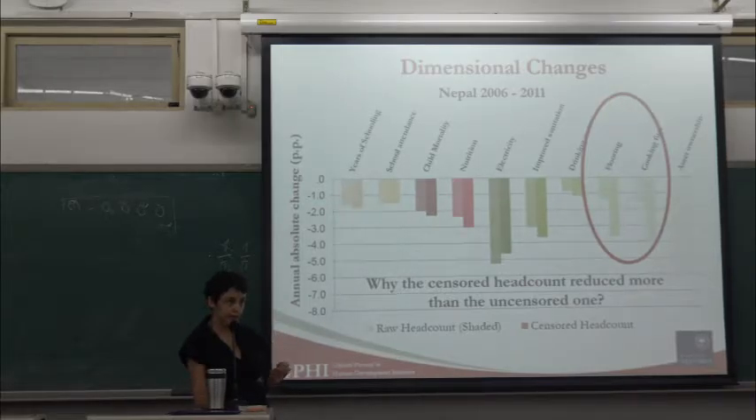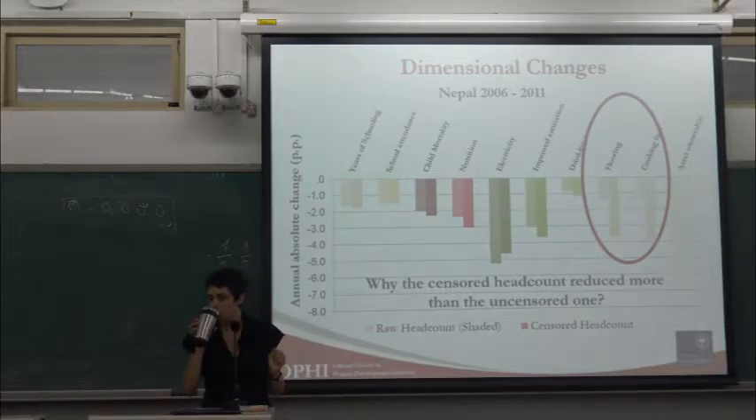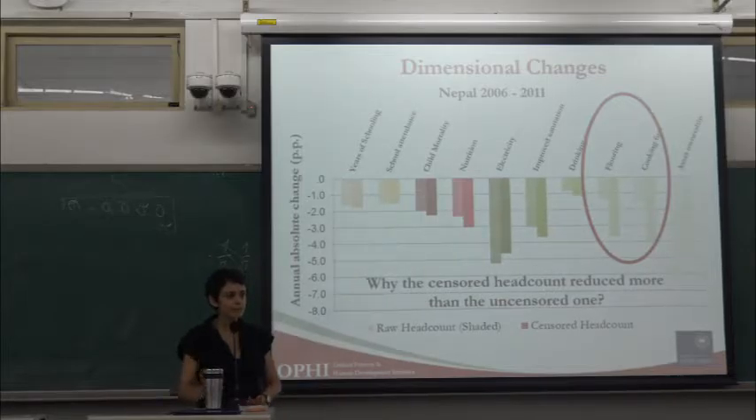So in flooring, we saw that the censored head count reduced a lot, but the raw head count very little. What does that mean?